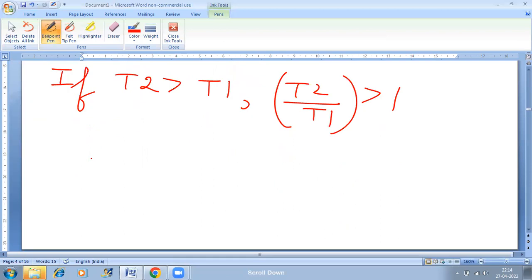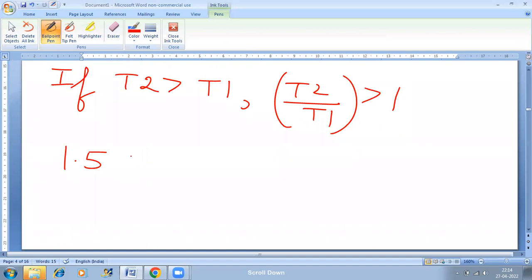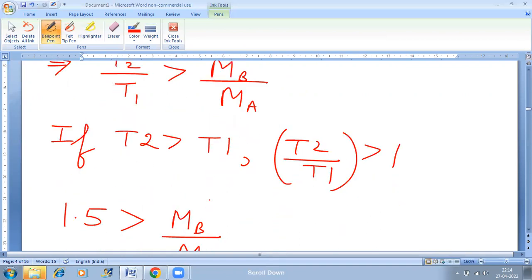Let us take a value randomly to make it simpler to understand. Let's say that the value is 1.5 because 1.5 is greater than 1. So if T2 upon T1 is 1.5, then 1.5 is greater than MB upon MA. This is what I've obtained, right?